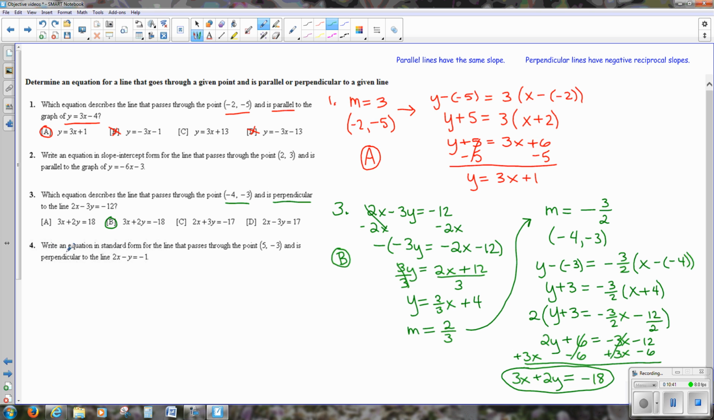We're going to skip number 4 because it's just like number 3. They want it in standard form. They've given you a point. They want it to be perpendicular. So you would solve this equation for y, find the slope, look for the m value, and then take the negative reciprocal of that, put that negative reciprocal slope and the point into point slope form, and then convert it back into standard form.